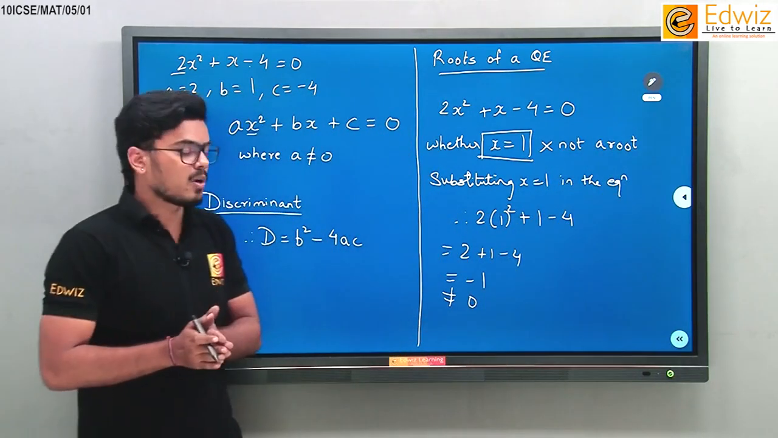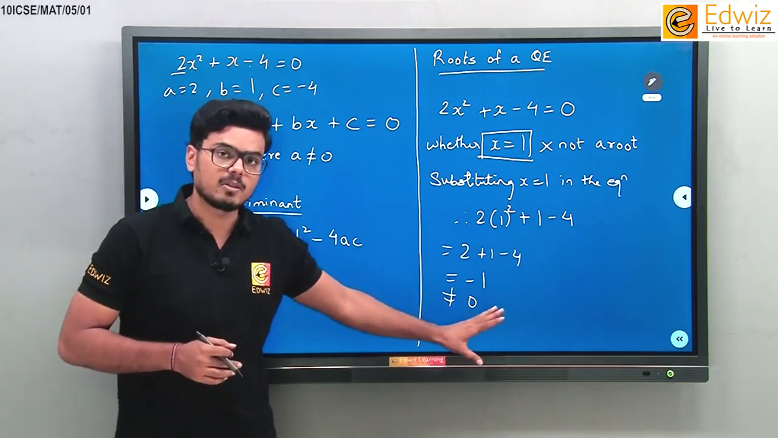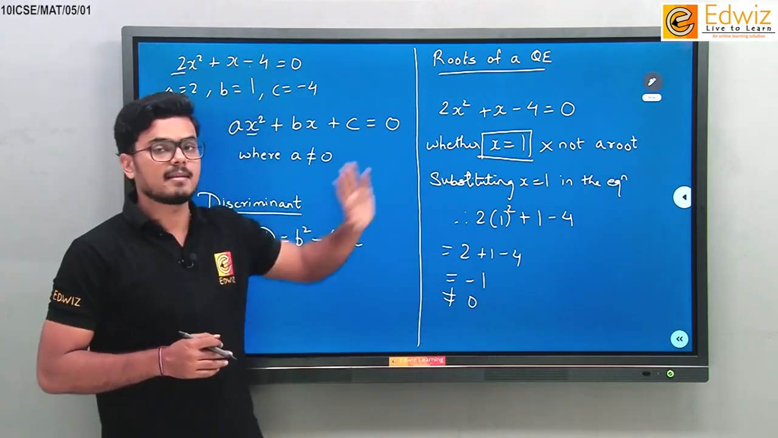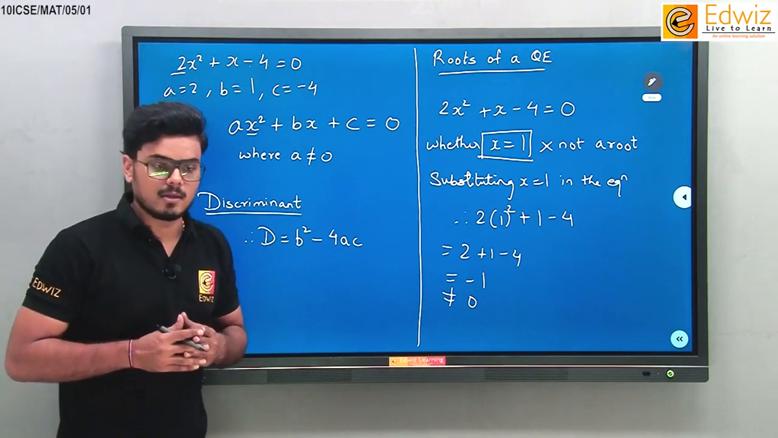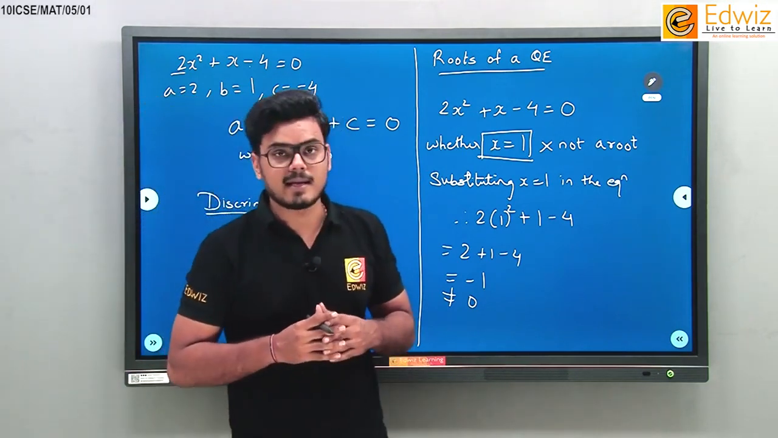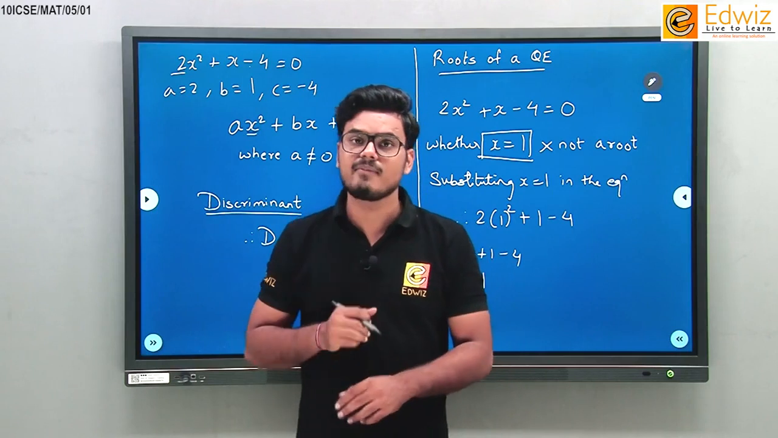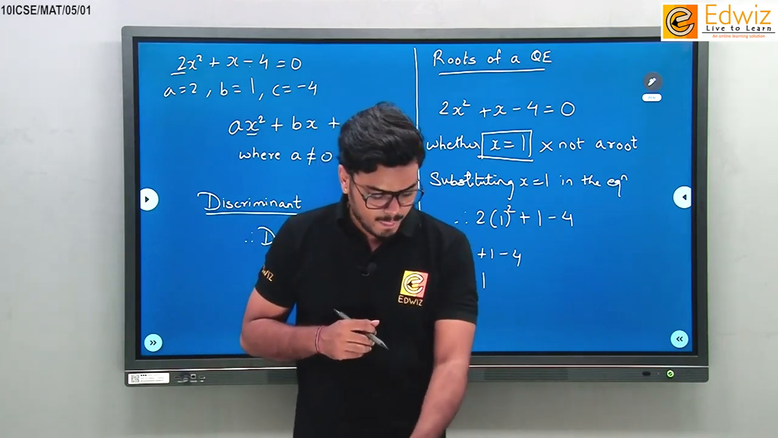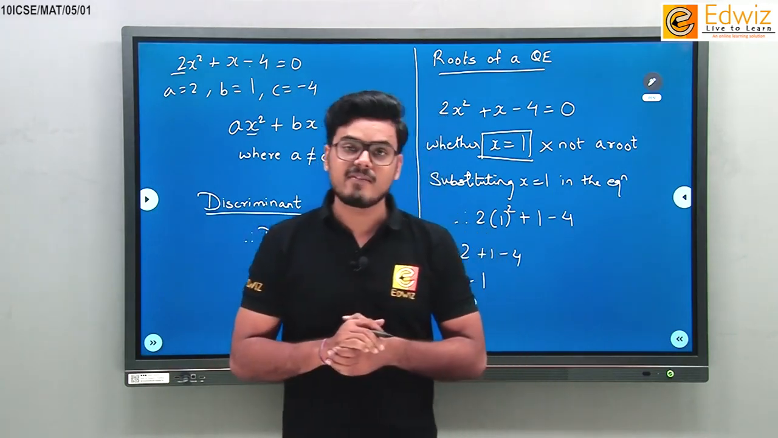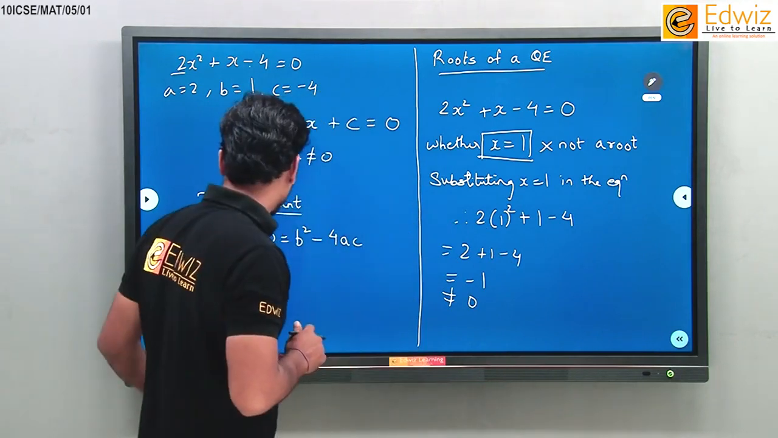When will it be a root? If we get the value as 0. Correct. Then we can say that it is the root of this quadratic equation. So these are the roots of the quadratic equation. Now let us go to the very first exercise we have here, Exercise 5a in your textbook.